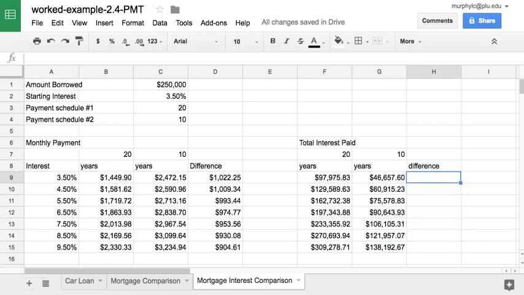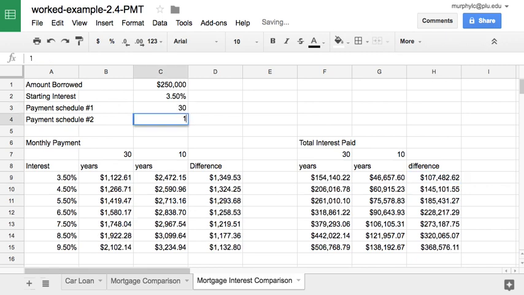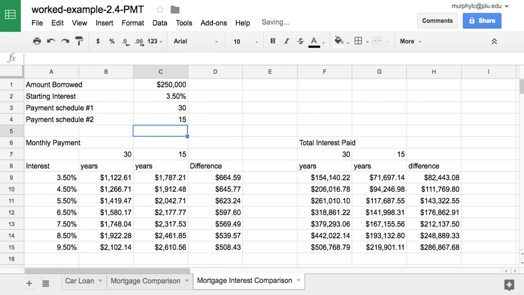And then to calculate the difference in the amount of interest for the two different loans, I would subtract the interest paid at 20 years. I would subtract the 10-year amount from that. And then here I see the difference in the amount of interest that I would pay for the different terms. And again, can easily change this to a 30-year mortgage versus a 15-year mortgage. And so that allows us to compare how much interest we would pay over the life of the loan.